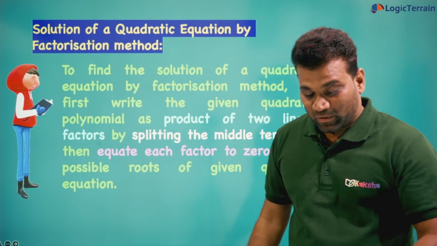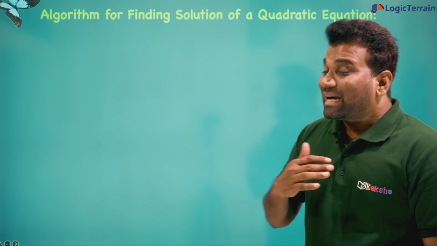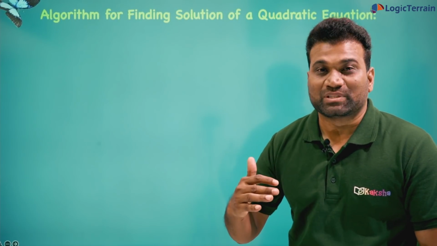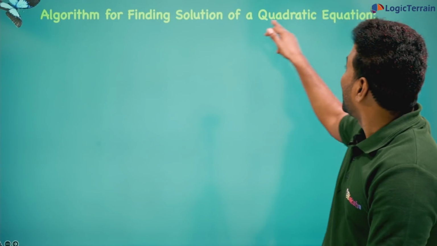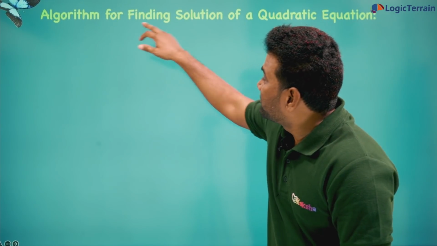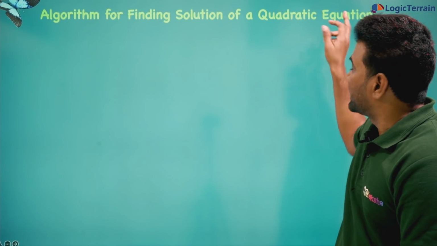Okay. Now let's try to understand the step-by-step procedure, that we can say algorithm. Algorithm for finding solution of a quadratic equation.